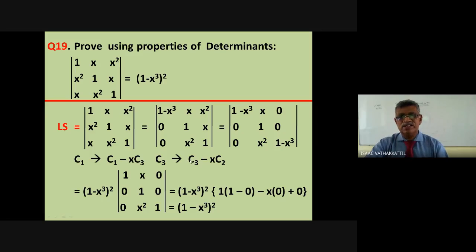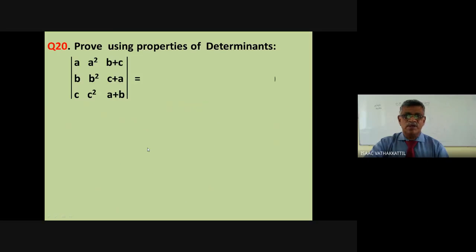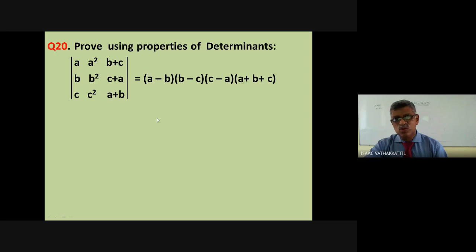Okay, you get practice with this. Let me get the next one. Prove using properties of determinants: the determinant with rows a, a squared, b plus c; b, b squared, c plus a; c, c squared, a plus b equals (a minus b)(b minus c)(c minus a)(a plus b plus c).